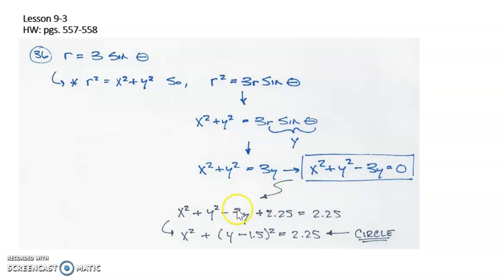All right, so use completing the square. Half of 3 is 1.5. Square that, you get 2.25. Add that to both sides. That's just completing the square. Then I can rewrite it with a sum of squares.